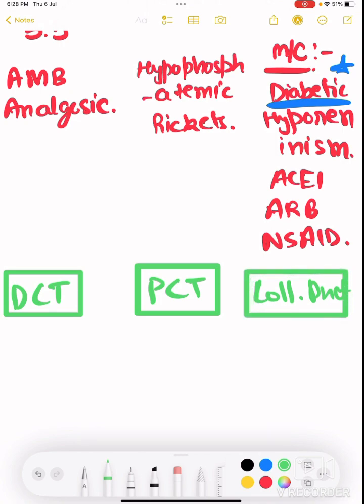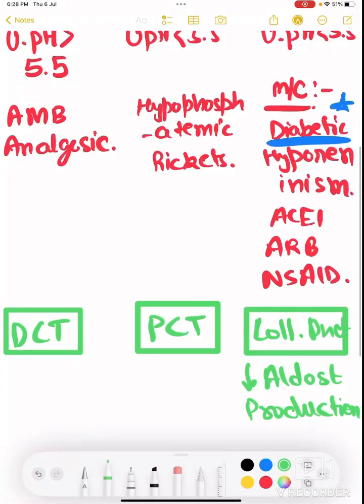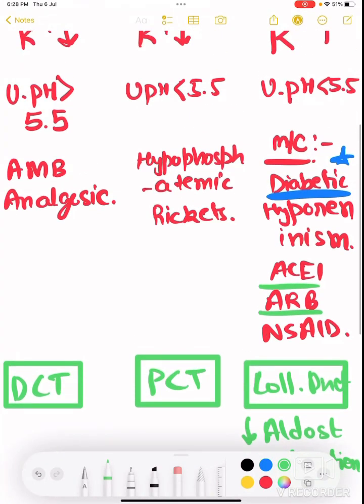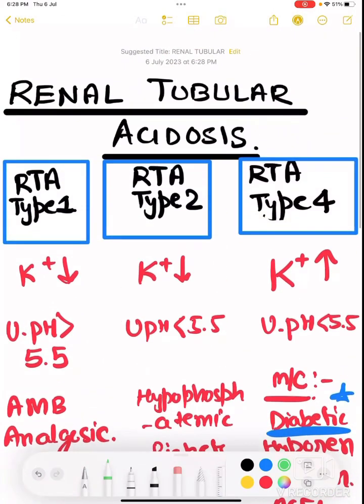The main problem over here is decreased aldosterone production. You can understand this in the causes also: ACE inhibitors and ARBs both decrease aldosterone production. Next, diabetes causes decreased aldosterone production because diabetes damages the kidney, and if the kidney is damaged, then renin will not be released from the kidney. That's why diabetic hyporeninism causes RTA type 4.